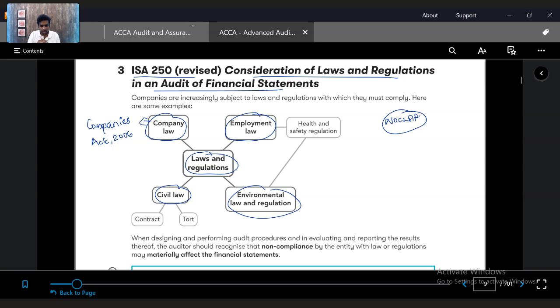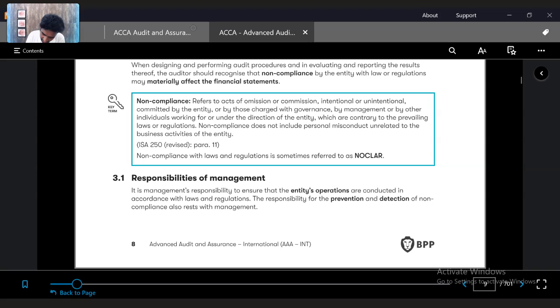So what we are going to learn in this particular topic is, firstly, what is non-compliance. Let's understand what non-compliance means. Non-compliance refers to acts of omission or commission, intentional or unintentional, committed by the entity, or on behalf of the entity by those charged with governance, by the management, or by any employee working under the direction or supervision of the entity. That is called non-compliance. Non-compliance does not include any personal misconduct which is unrelated to the business activity.